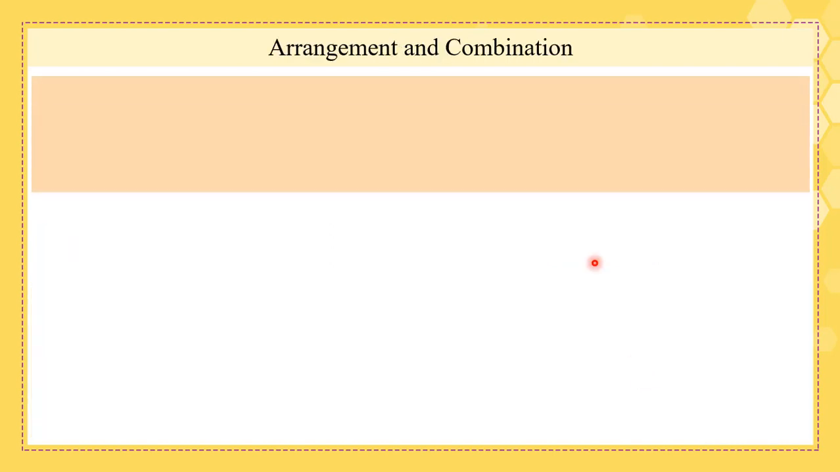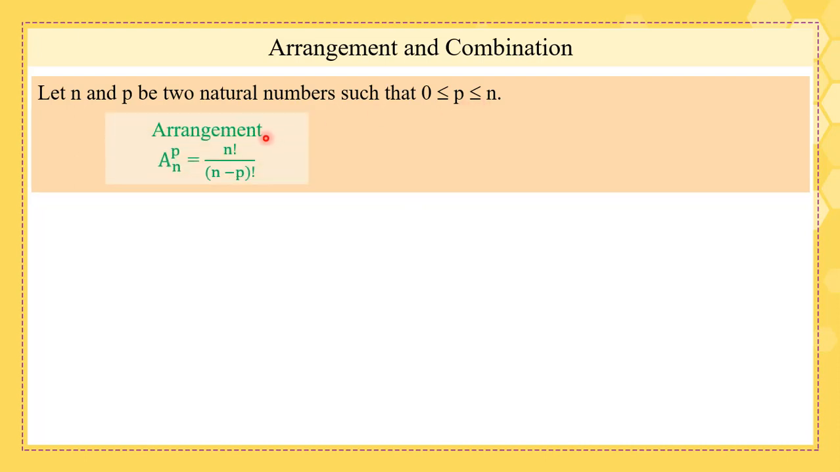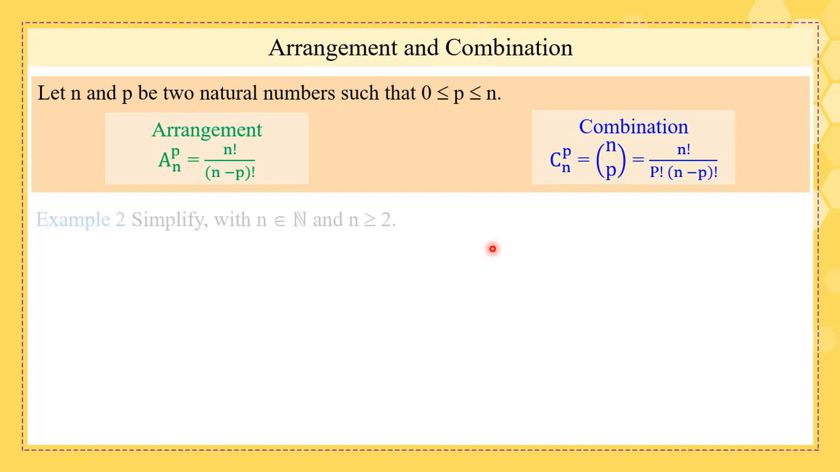Now let's see the arrangement and the combination. n and p are two natural numbers. p is smaller than or equal to n and it's strictly positive. Now the arrangement A(n,p) is n factorial over n minus p factorial, and the combination C(n,p), which could also be denoted by open parenthesis n p close parenthesis, is n factorial over p factorial times n minus p factorial. Now these are two notations that will be used later in this unit.